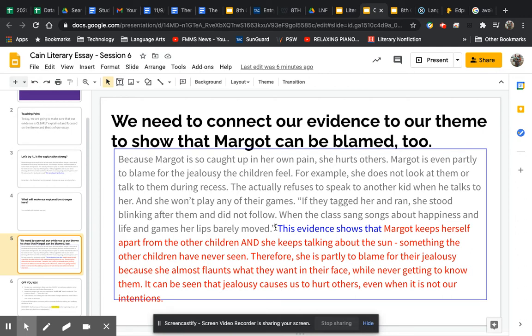Okay. So we have the gray was the original evidence. Here is our new explanation. This evidence shows that Margot keeps herself apart from the other children, and she keeps talking about the sun, something that other children have never seen. Therefore, she's partly to blame for their jealousy because she almost flaunts what they want in their face while never getting to know them. It can be seen that jealousy causes us to hurt others, even when it is not our intentions.